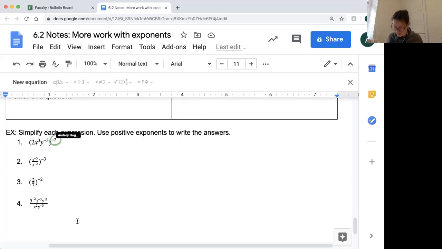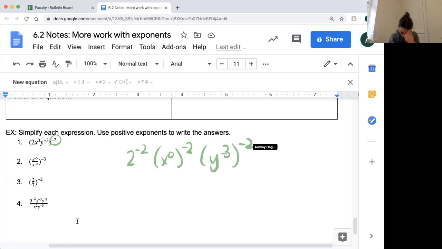So first thing I'm going to do is take care of this negative 2 on the outside. And I'm going to have 2 to the negative 2 times x to the 0 to the negative 2 times y to the negative 3 to the negative 2. 2 to the negative 2, I'm going to leave. X to the 0 to the negative 2 is going to become x to the 0 when I multiply 0 and negative 2. So I'm going to have 2 to the negative 2 times anything to the 0 is 1.